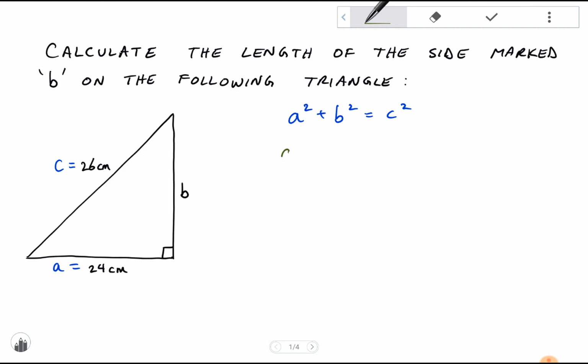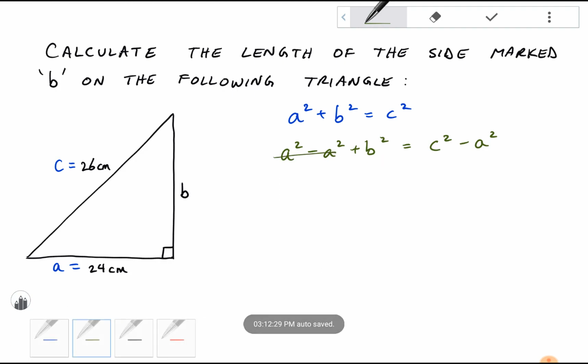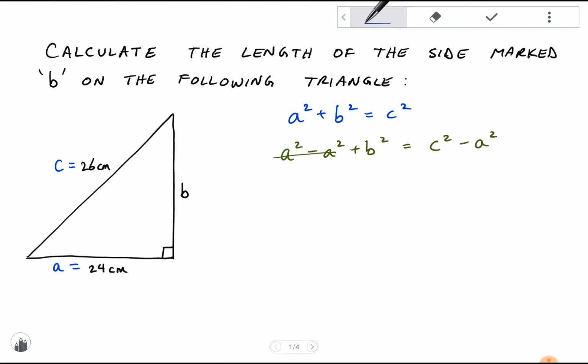So let's rewrite this as a squared minus a squared plus b squared. And since we subtracted a squared on the left side, we'll do the same on the right side. So equals c squared minus a squared. A squared minus a squared, of course, those cancel, and we're left with b squared equals c squared minus a squared. So we have a new equation, b squared equals c squared minus a squared. We can use this to find the length of the side B. So we will put our value for C and A into this equation and solve.